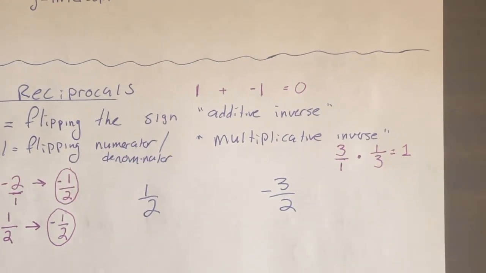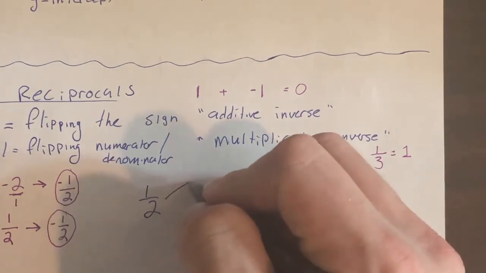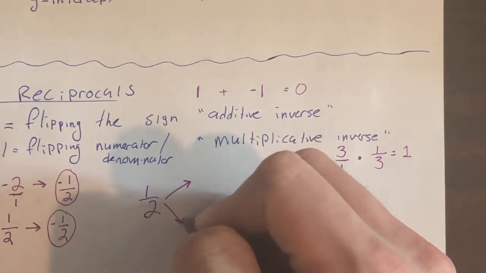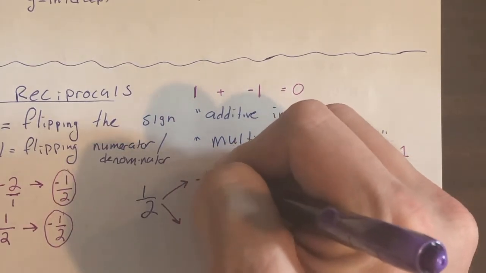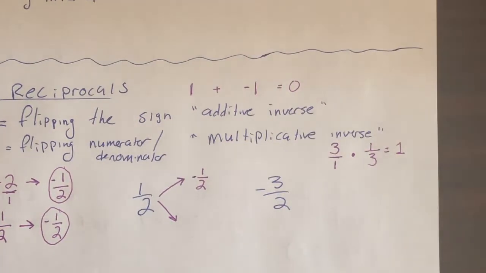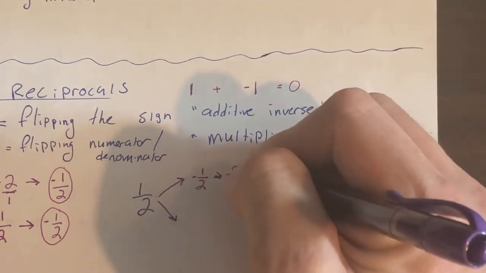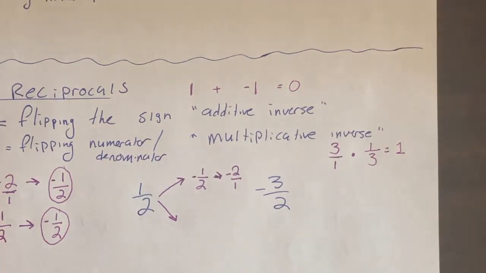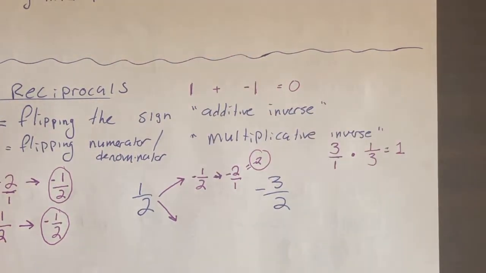Okay, now let's take a look at 1/2, all right? Now, how can we get the opposite reciprocal of 1/2? So again, two ways to do it. First, I could start by getting the opposite of 1/2, which we know is negative 1/2. And then I could get the reciprocal. And the reciprocal of negative 1/2 is negative 2 over 1, which is the same thing as negative 2.